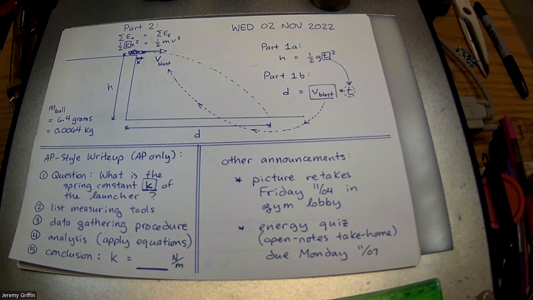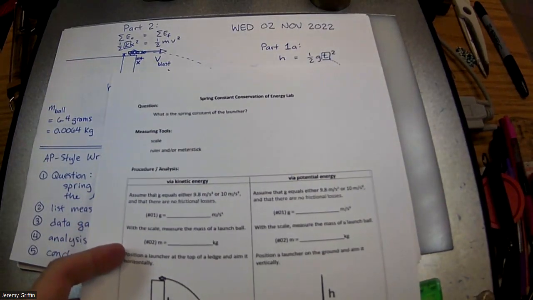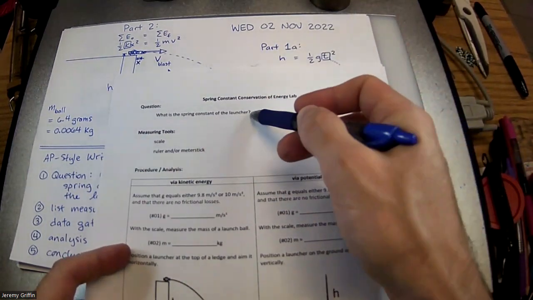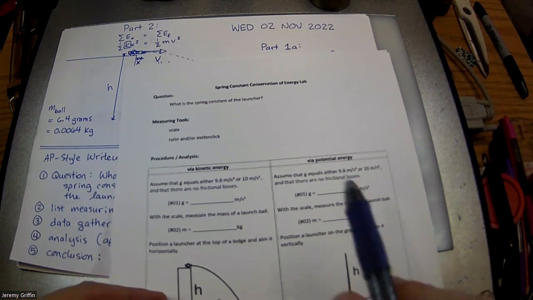All right, so let's go over the solution. Part 1, question: what is the spring constant of the launcher? But I gave you the question, so all you had to do is copy what I wrote to you already. Okay, so go ahead and pick up a quiz on the way out.